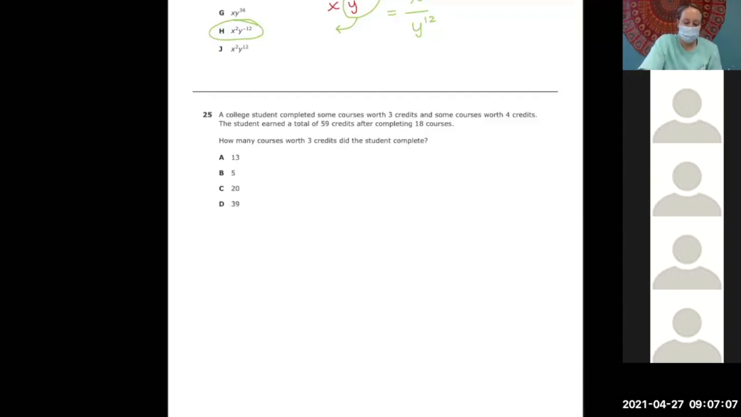So a college student completed some courses worth 3 credits and some courses worth 4 credits. The student earned a total of 59 credits after completing 18 courses. How many courses worth 3 credits did the student complete?